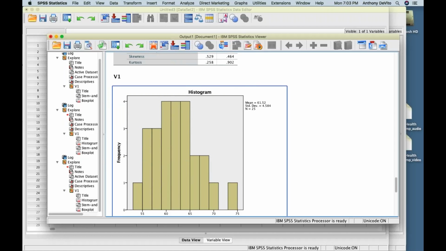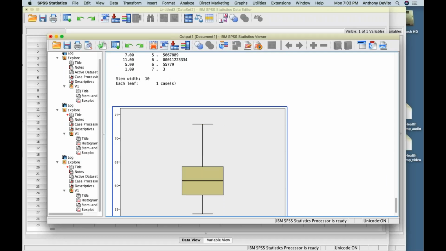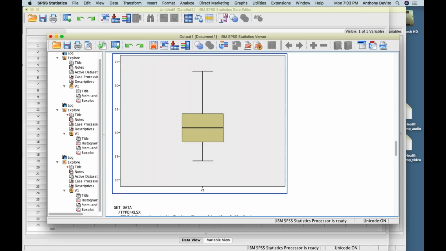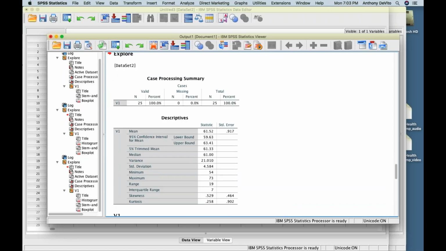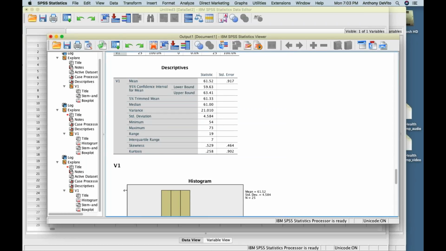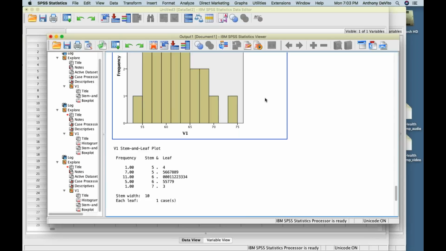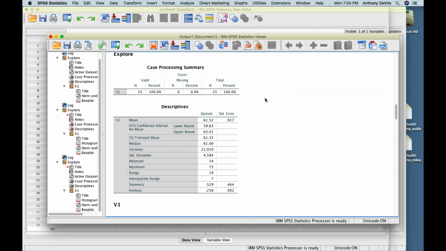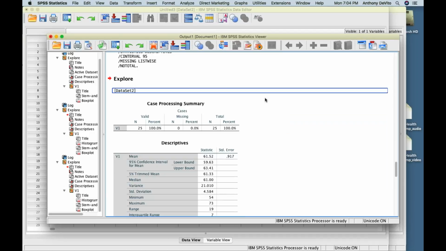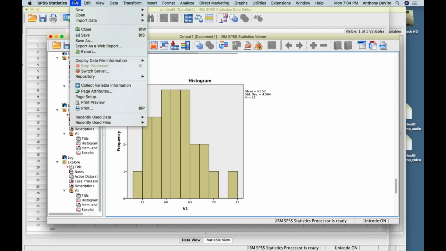Let's see what our histogram looks like here. There's our first one. Whoops. Oh, it looks very similar, doesn't it? In fact, it looks a little too similar. I wonder if I got the same data twice. I might have. The mean is 61.52, the median 61. Yeah, it sure looks like it, right? Did I open the same one up twice? 25 cases. This one has, yeah, I think I got the same one twice.